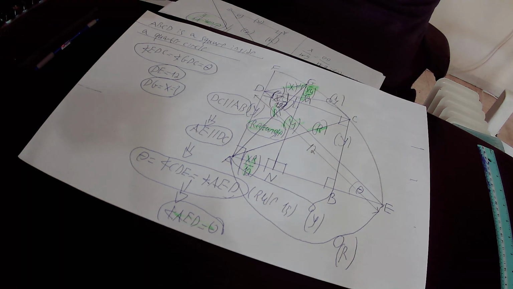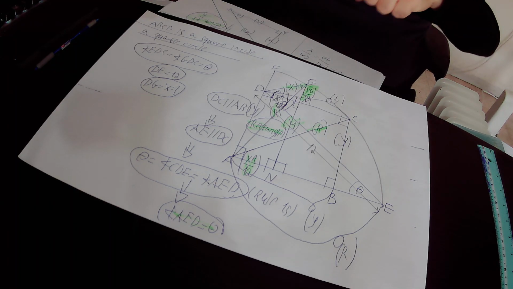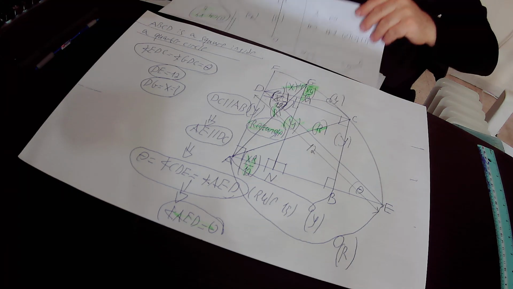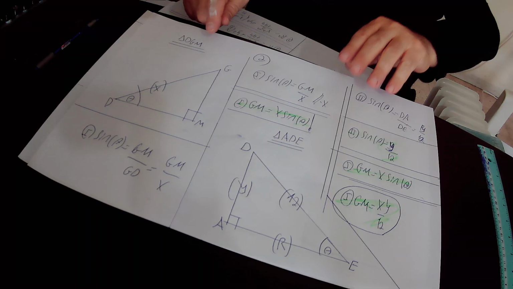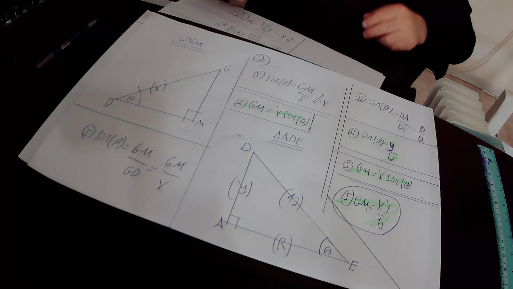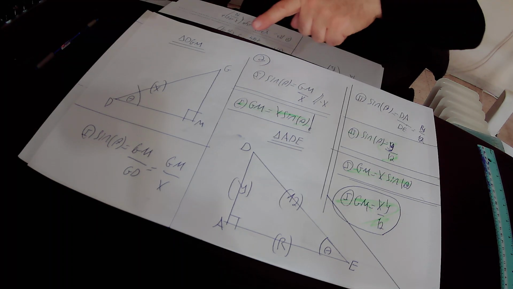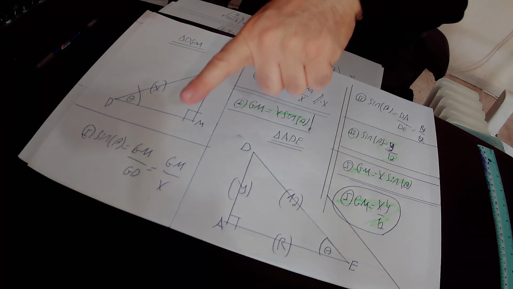In the next step, I copied the right triangle DGM again onto a new page, and we continue to analyze this small right triangle DGM. This is the right triangle DGM that I copied from the original drawing. In this right triangle DGM, it is very easy to see that sine theta equals GM over GD. Again, sine theta equals GM over GD.